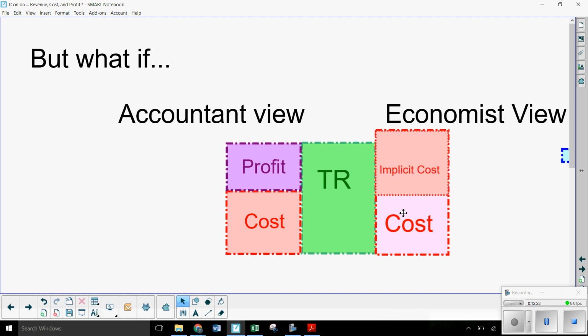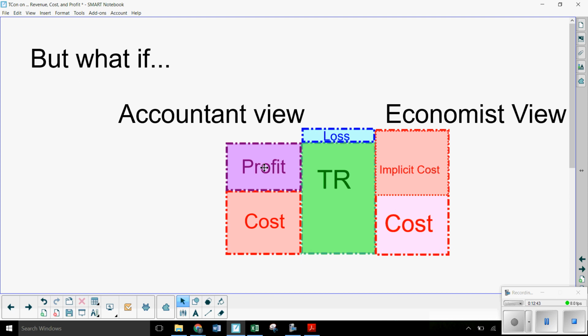Serena underestimated those implicit costs. Maybe there's some implicit costs we haven't discussed. And in fact, this is a real thing for people that drive for Lyft and Uber, is that oftentimes they underestimate what those implicit costs are. In this situation, you can tell economic cost is bigger than total revenue, so there is an economic loss.